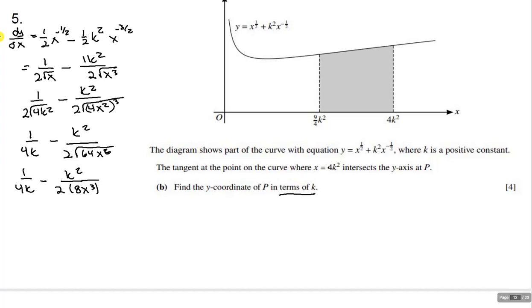2 times 8k to the 3rd. So now I've got 1 over 4k minus k squared all over 16k, no, 16k, what happened here?